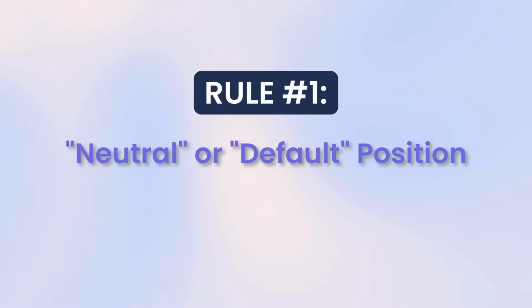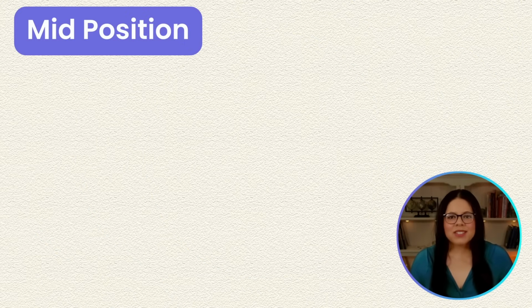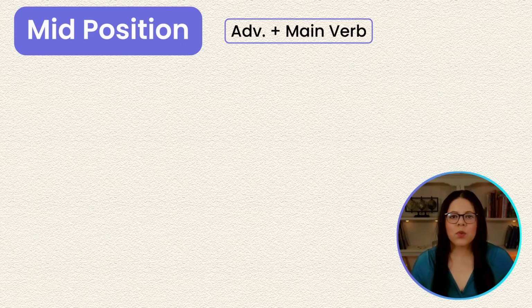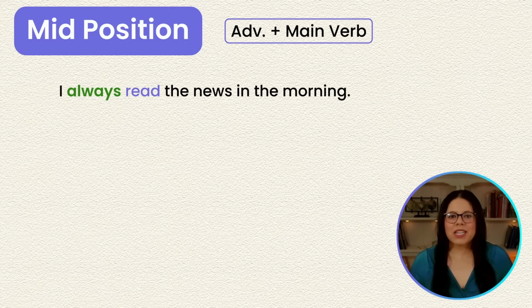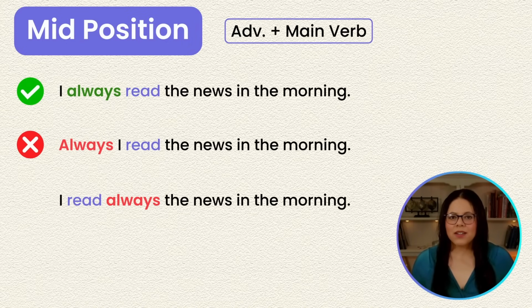Our first essential rule is that many types of adverbs have a neutral or default position. I'm going to call this mid position. Mid position is immediately before the main verb. For example, I always read the news in the morning. This is correct. Always I read the news in the morning. This is incorrect.